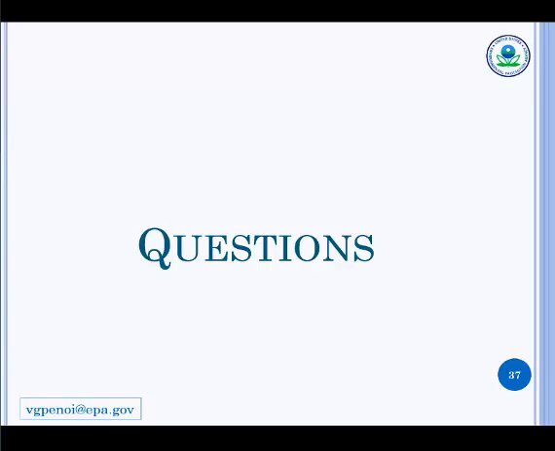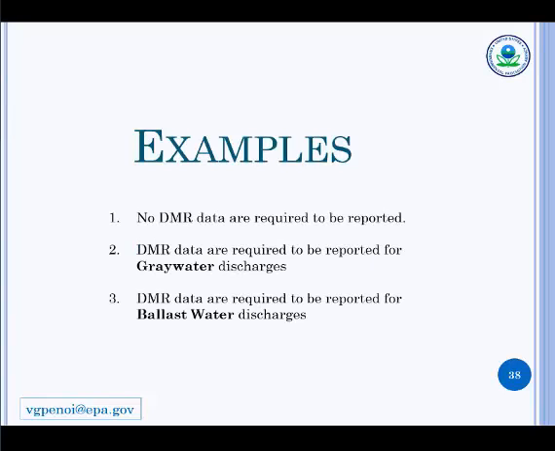So yeah, I think that's it. We've got a few other more specific questions, and my guess is as we get into the details of the DMR part of the spreadsheet, you may have additional questions, but I think we're going to move on. As I mentioned, I'm going to walk through 3 examples and how the spreadsheet should be completed for each. First example is where no DMR data are required. Second is where DMR data are required for gray water, and the third is DMR data required for ballast water.